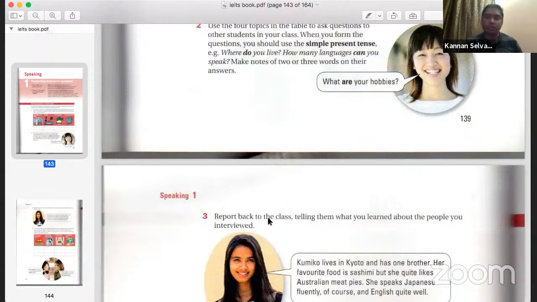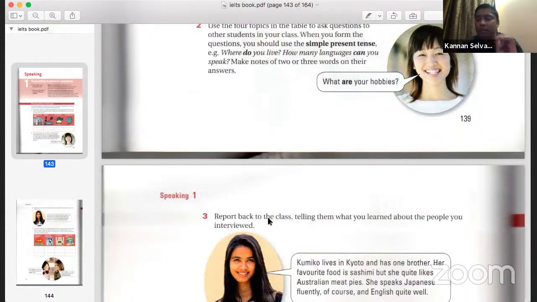Now, how can I work on this question? WH question. What are your hobbies? What are my hobbies? Basically, I have a lot of hobbies. Although I have plenty of hobbies, playing cricket is my best hobby. I started playing cricket right from my childhood. And the main reason why I play cricket is because whenever I play cricket, I get that kind of energy in me, because I'm so passionate about cricket.